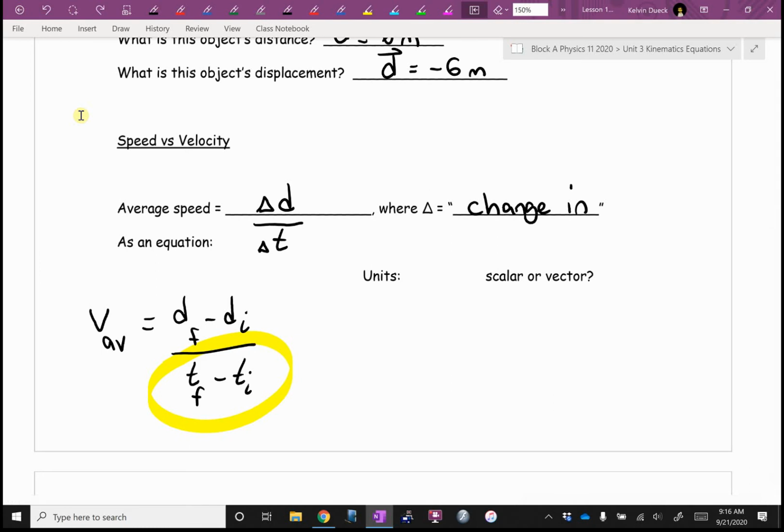Anyways, what would the units be? What's the top? What do I measure distance in? Meters per. What do I measure time in? Seconds. It's worth memorizing what units go with what.